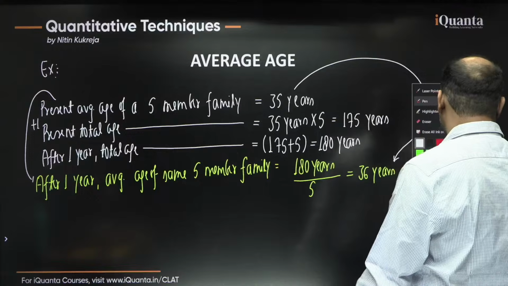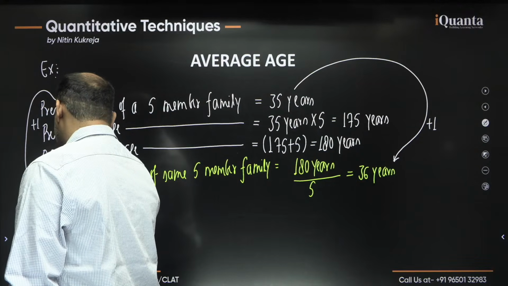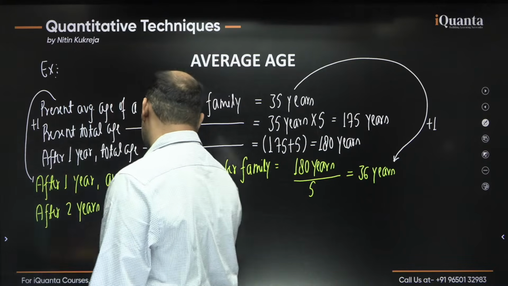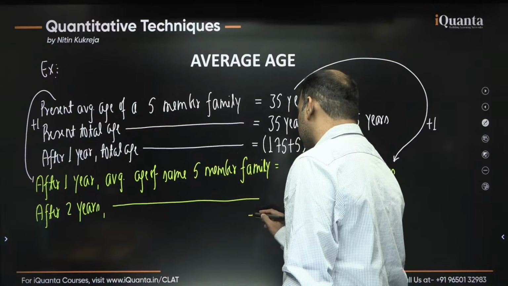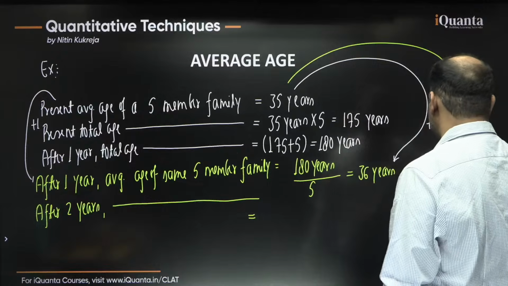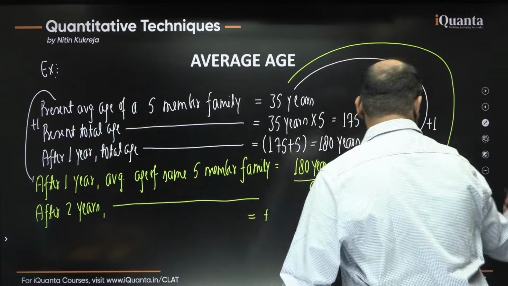Similarly, we can talk about after 2 years and 3 years and so on, right? Let me write this. After 2 years, what should be the average age of the same 5-member family? Now guys, we'll increase it by 2 years. Earlier we increased by 1 year, now it will increase by 2 years, so it should be 37, right? It must be 37.